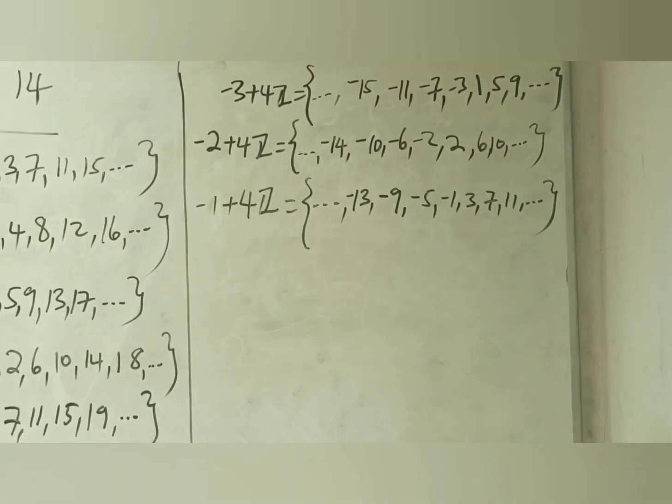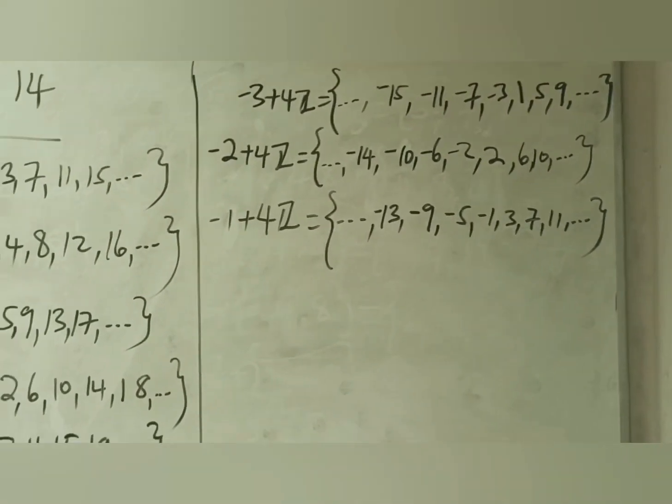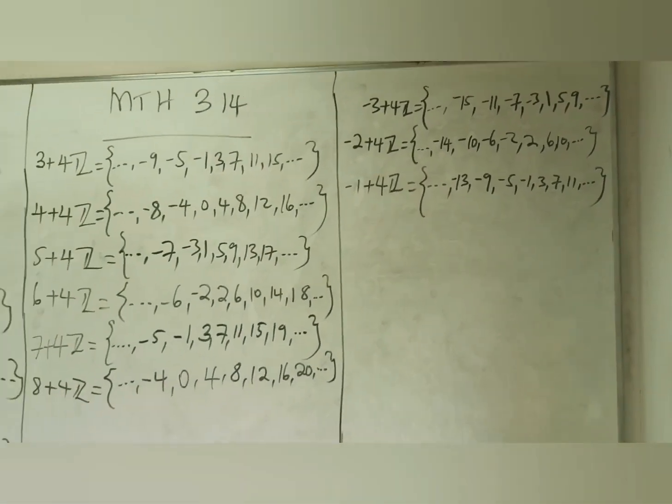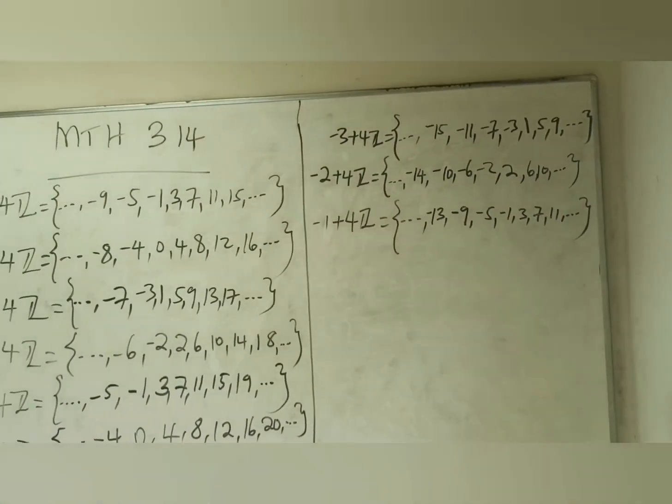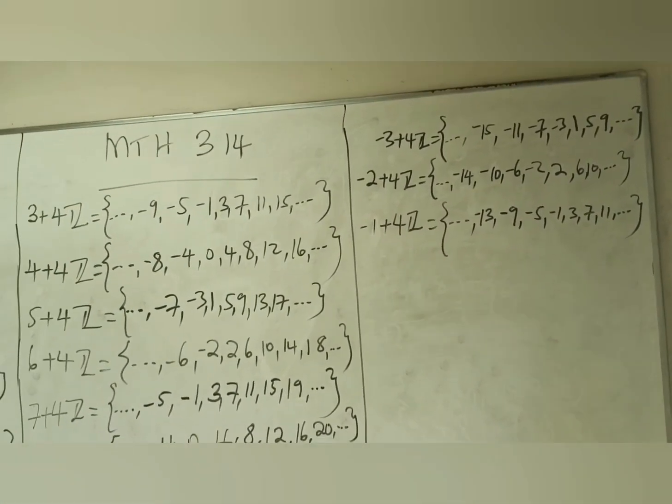Let's watch it together. Augustine, let's hear you. So explain what you are saying. So we start from negative 3. We have started from negative 3. So explain what you want to explain.